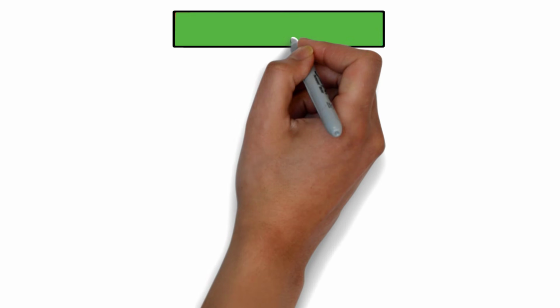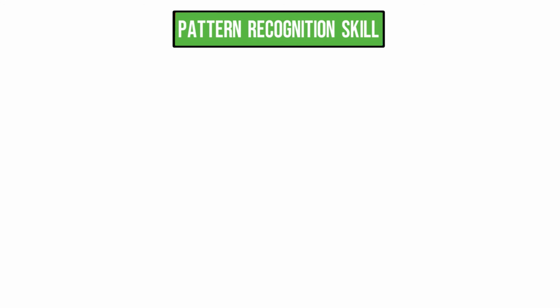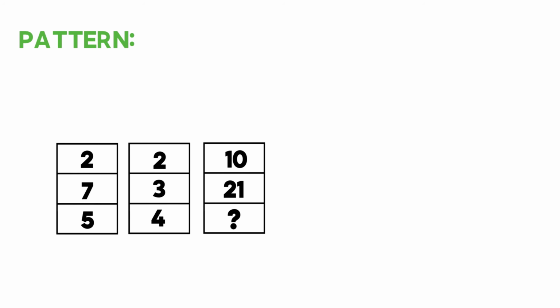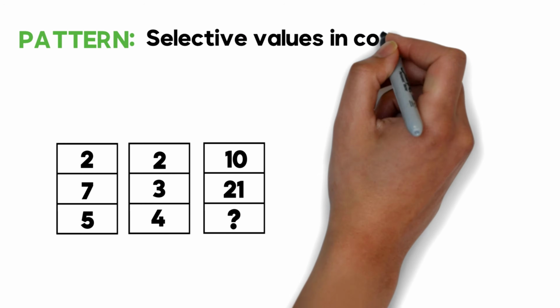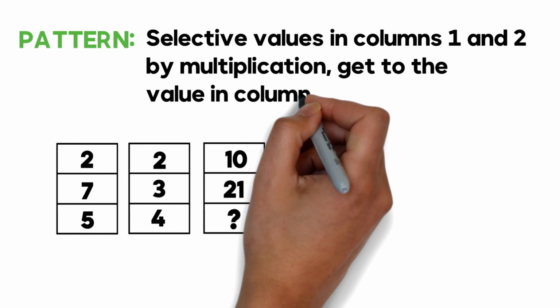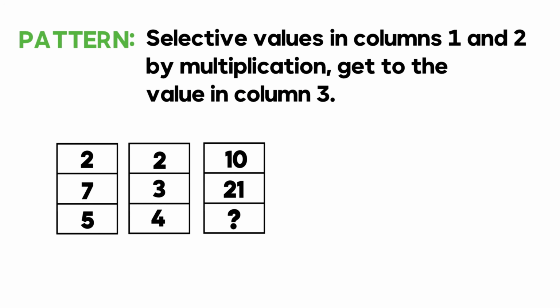The most important skill to solve these types of problems is pattern recognition. To recognize the pattern, you need to look closely into each column. Selective values in columns 1 and 2, by multiplication, get to the value in column 3, and this is our pattern. Let's take a closer look at the values that are already present.